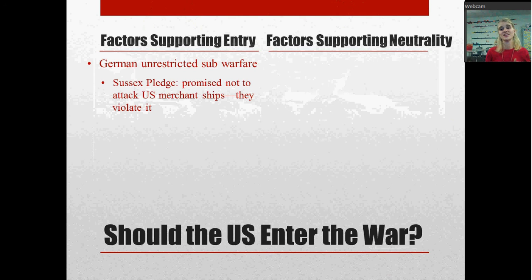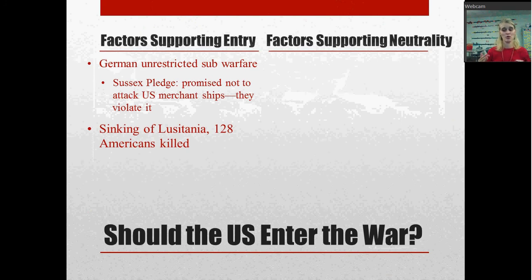Well, unfortunately, they start to violate that, and they start attacking U.S. merchant ships. But it gets even worse when they start attacking passenger vessels. One of the passenger vessels that they attack is the Lusitania. The Lusitania was like a cruise ship, essentially, and it was leaving from Ireland, and there were 128 Americans on board. The ship is torpedoed by German U-boats, it sinks in less than 15 minutes, and all 128 Americans on board the Lusitania are killed.